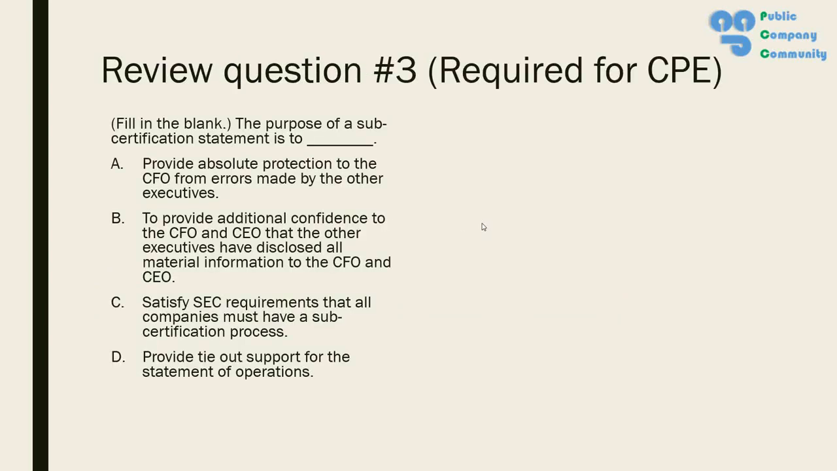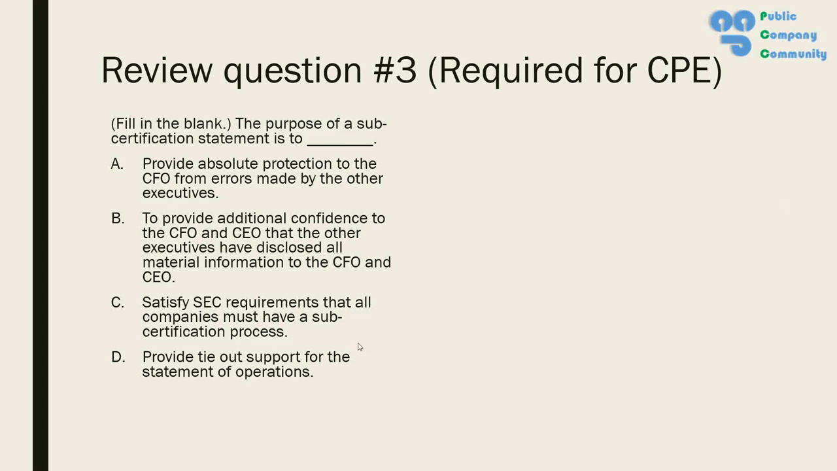All right, so with that, let's go to our third review question here, and I'm going to read it out to you. It's a fill in the blank. The purpose of a sub-certification statement is to blank. A, provide absolute protection to the CFO from errors made by other executives. B, to provide additional confidence to the CFO and CEO that the other executives have disclosed all material information to the CFO and CEO. C, to satisfy SEC requirements that all companies must have a sub-certification process. Or D, provide tie-out support for the statement of operations.